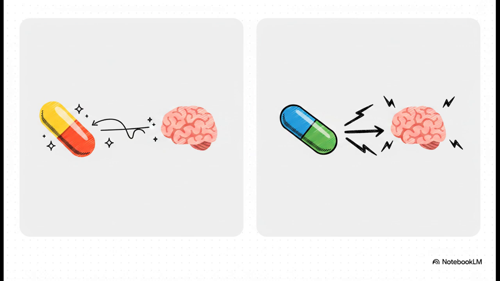SSRIs work by blocking the reabsorption of serotonin to improve a person's mood. SNRIs go a step further, blocking both serotonin and noradrenaline to boost mood and alertness. Always remember to contrast these biological treatments with the behavioral punishments we've been talking about.